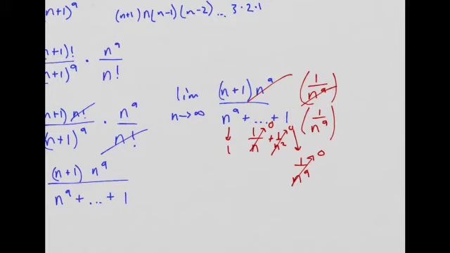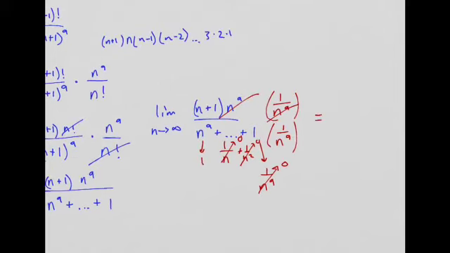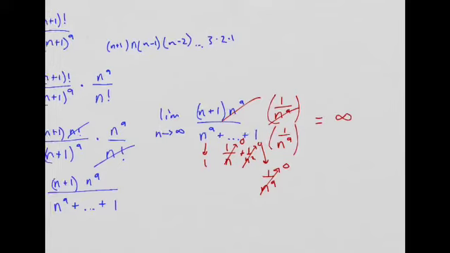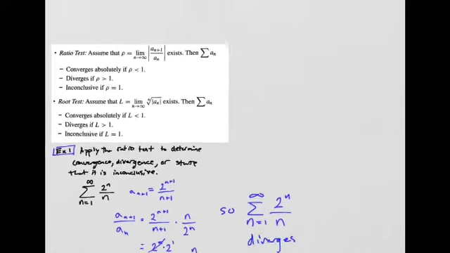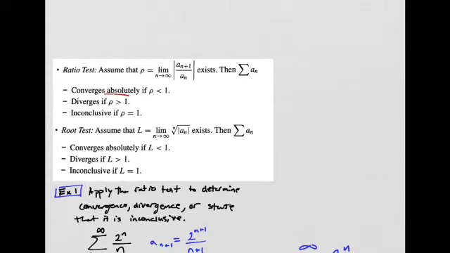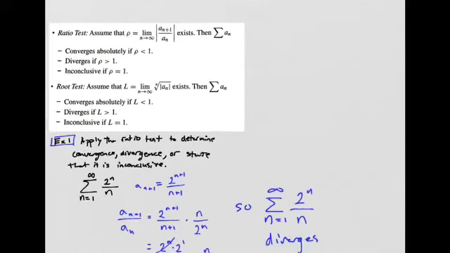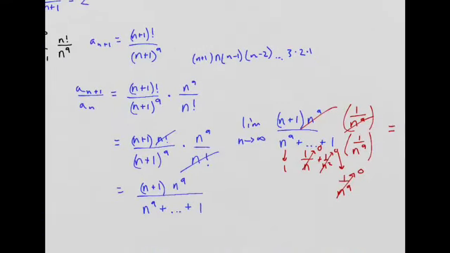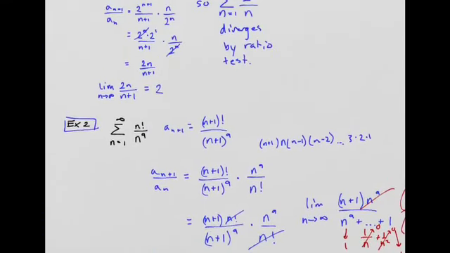And then we just have infinity. So that would be infinity plus 1 divided by 1, which is infinity, which means that this will diverge because it's greater than 1. The limit is greater than 1. So it diverges by the ratio test. And I'm going to stop the video right there.